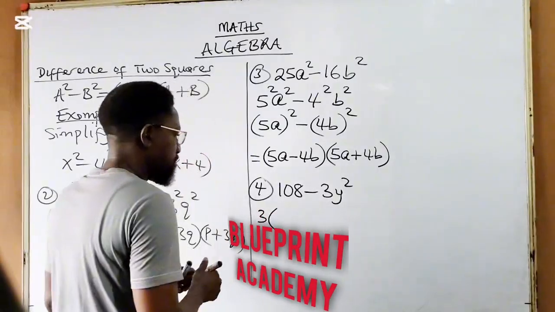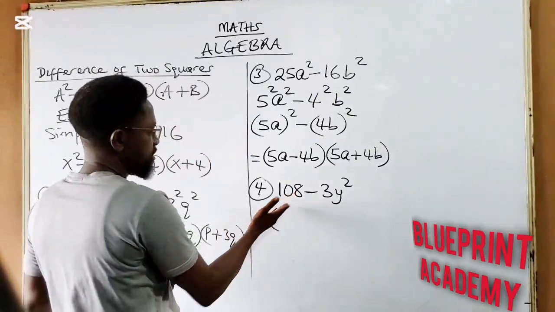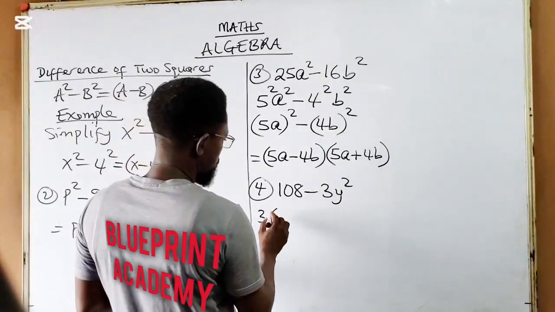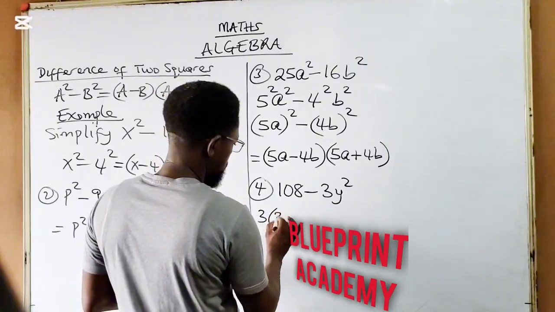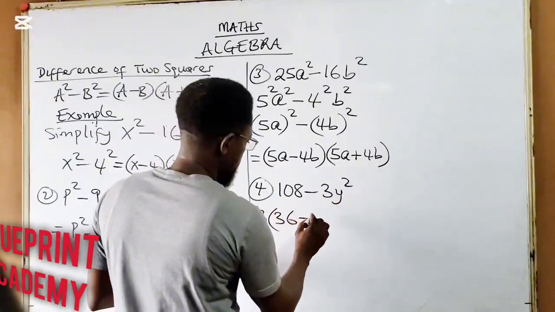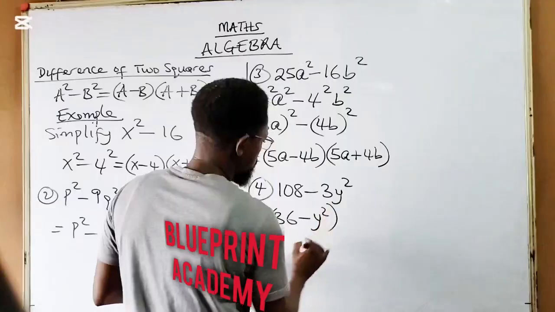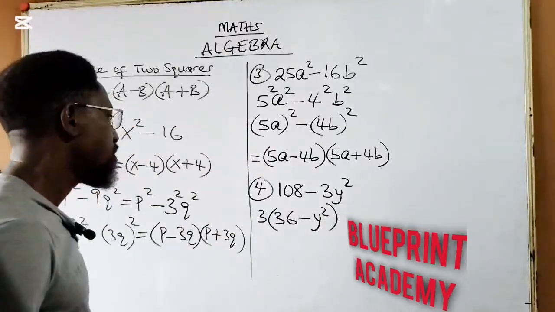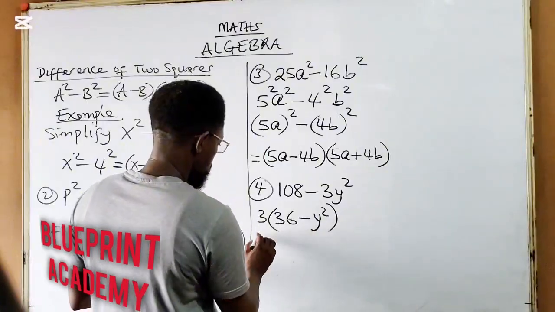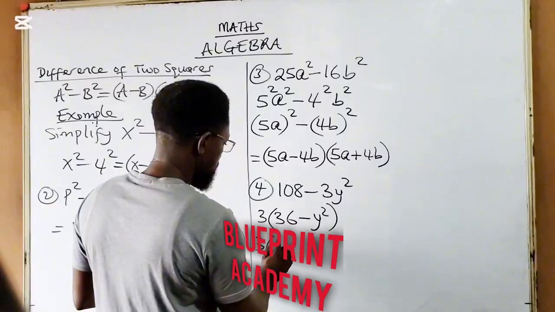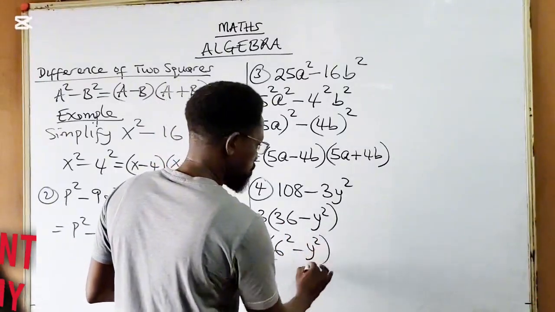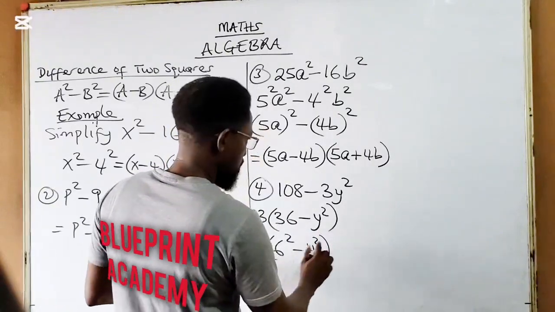If I bring out 3 from here, 108 divided by 3, that will give us 36. And minus 3y squared divided by 3, that will give us y. So we have y squared. So now we can apply the difference of two squares to this. So this one gives us 3 into 36 is 6 to the power 2. Then we have y to the power 2.